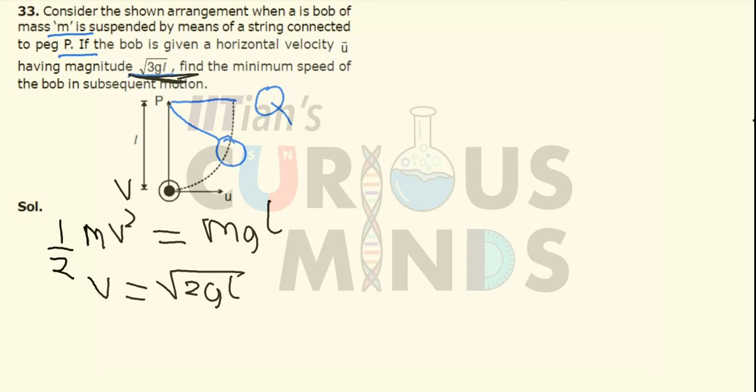The second possibility is that it will complete the entire circle. In order to complete the entire circle, the minimum velocity at the bottom should be equal to root 5 gl. Now you can clearly see that root 3 gl is lesser than this velocity.